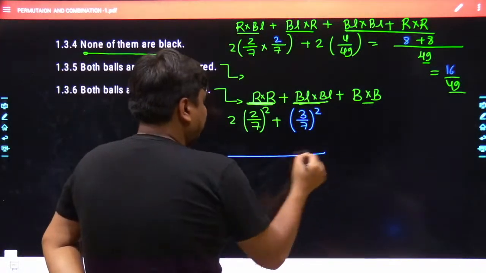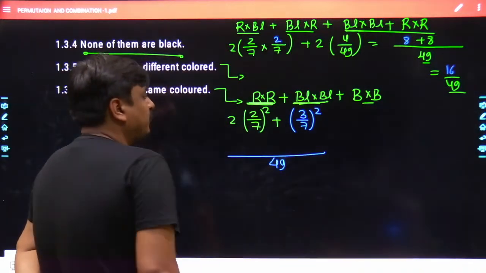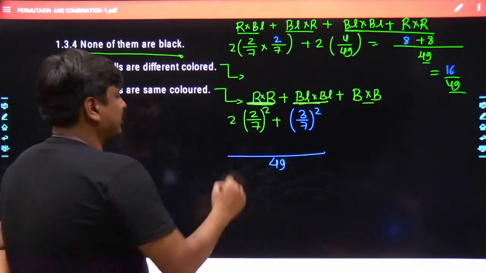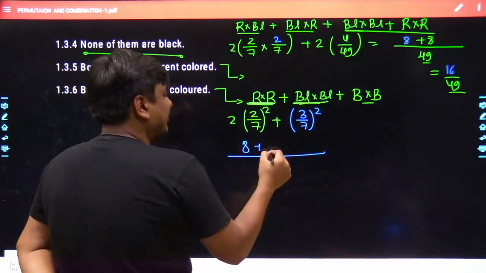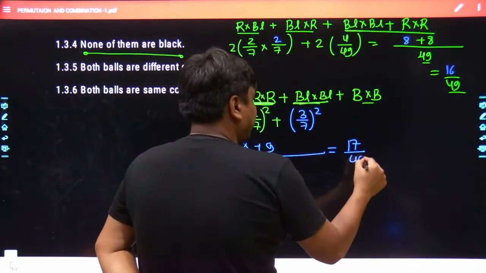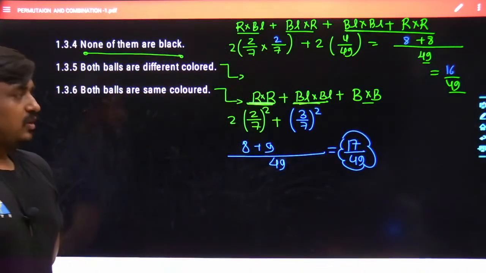Anyways, if we take its LCM, both would have the same LCM, which is 49. And if we talk about the numerator, 2 raised to the power of 2, that's 4, is getting multiplied with 2, that's 8. And here 3 to the power of 2, that's 9. Put together it's going to be 9 plus 8, that's 17. 17 divided by 49. So that's going to be the probability of this.